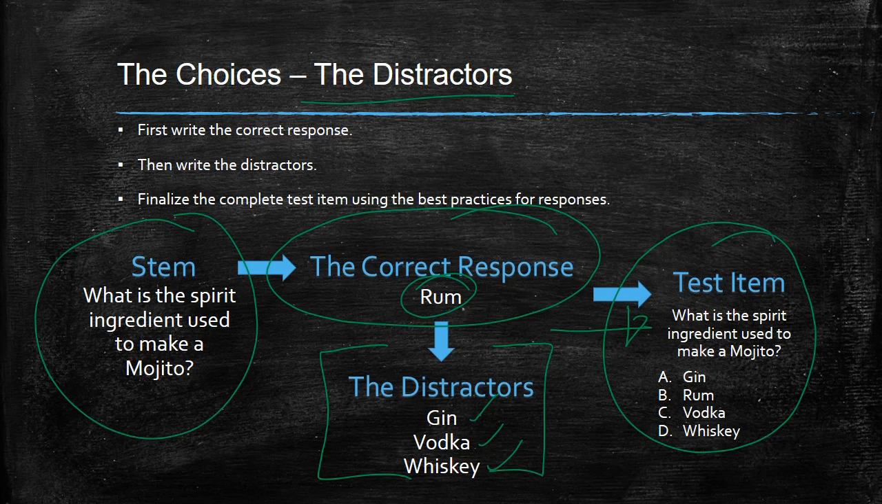So with the choices, the first step is to write the correct response. Then we write the distractors. Finally, we complete the test item based on some of the best practices that you'll learn about in the next lessons.